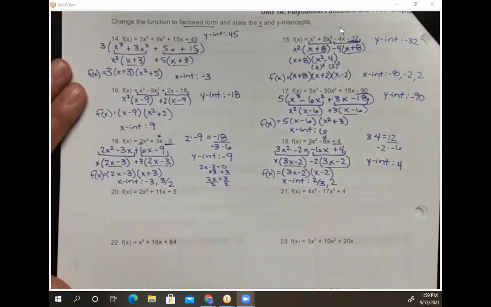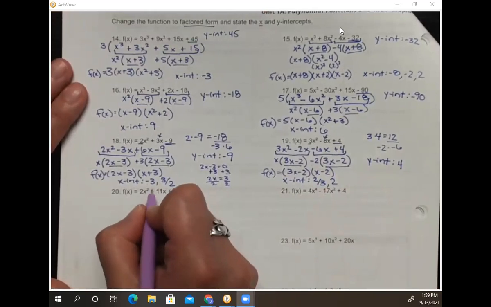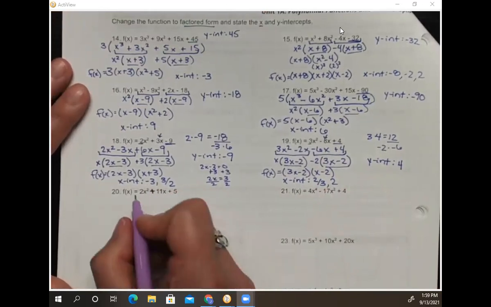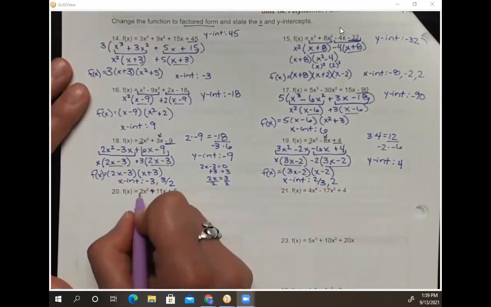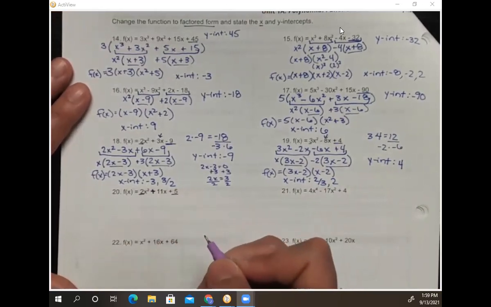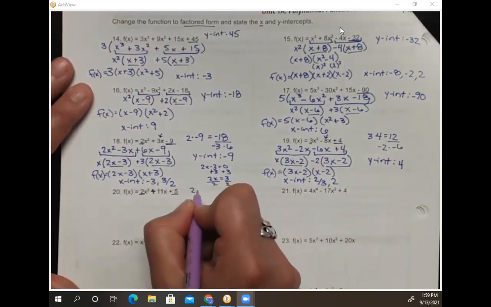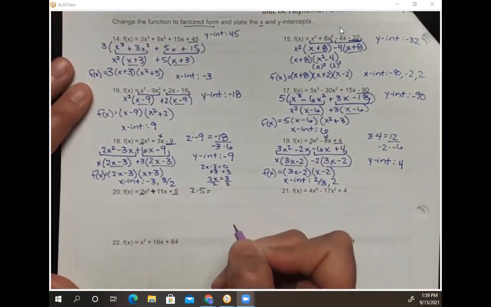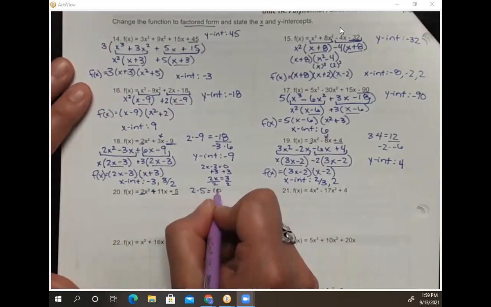For number 20, again, no GCF here. This copied a little weird. That should be a plus sign. So I'm going to use the AC method here since I have a lead coefficient that's not 1. If you prefer to use guess and check on these problems, that's fine too. I like to use AC because it gives me a little more structure. So 2 times 5 is 10.